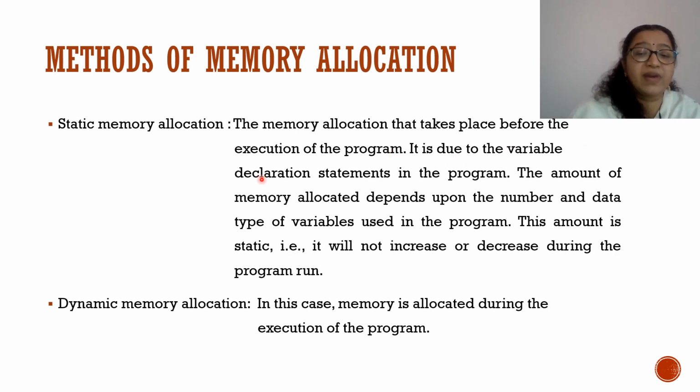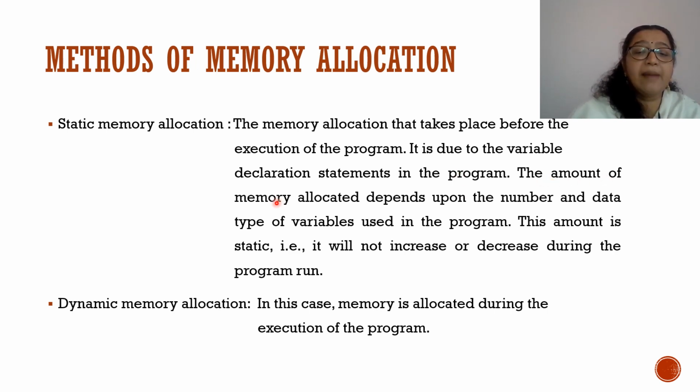It is due to the variable declaration statement in the program. When will the memory block be created? At the compilation time. Through which statement? Through the variable declaration. That's what I put in the last slide. int num = 25. That is the variable declaration. So if it's an integer, we'll get 4 bytes.